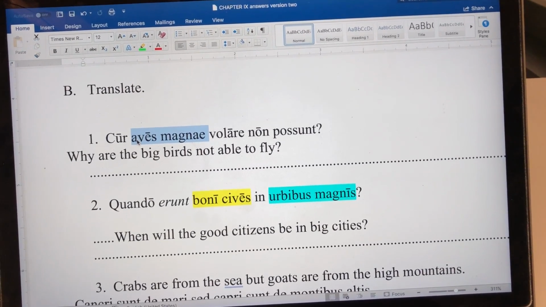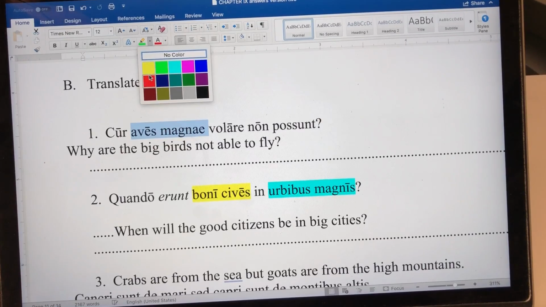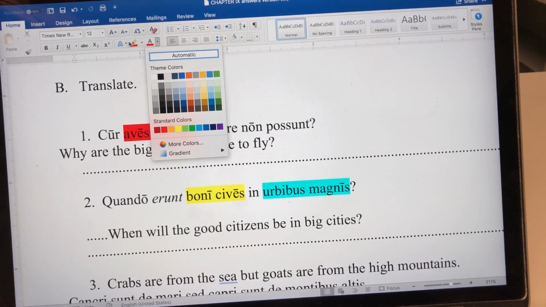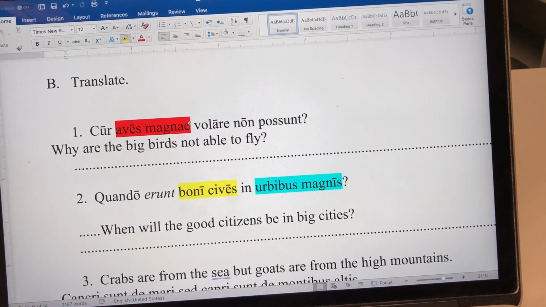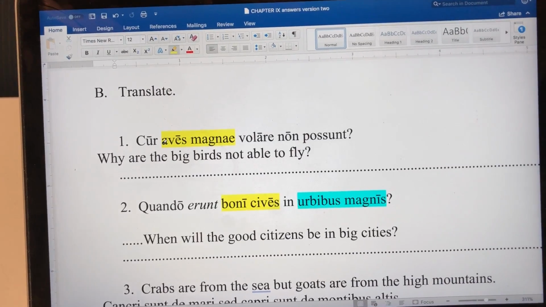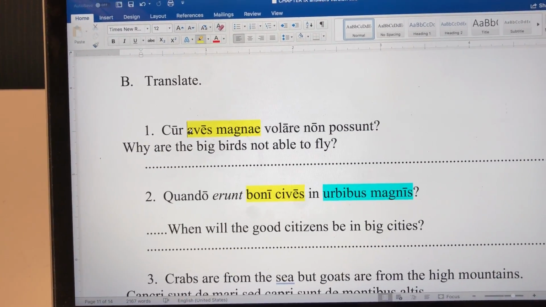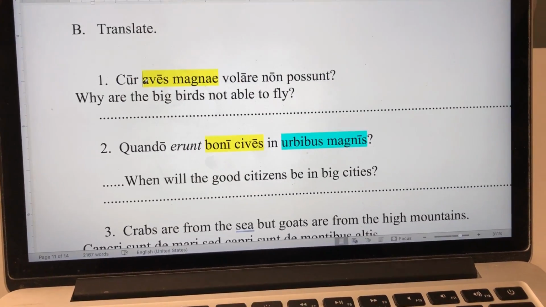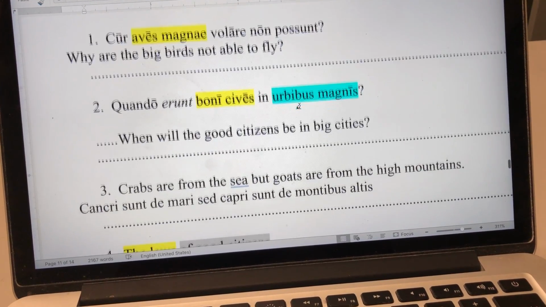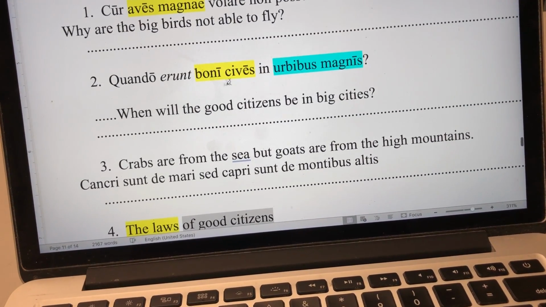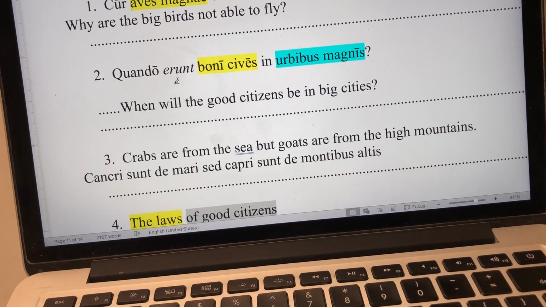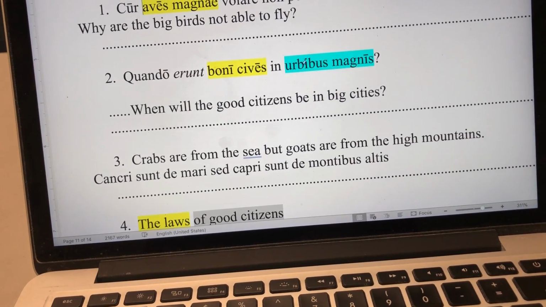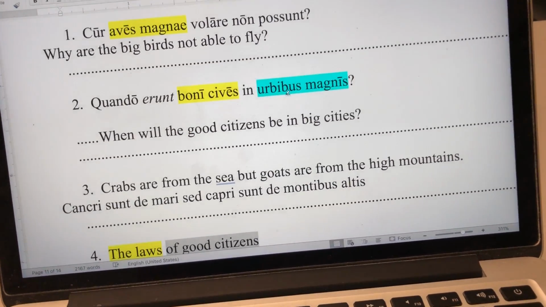sentence here. Now these are with the i-stems, although we had technically an i-stem on the other one. All right. Why are big birds not able to fly? Magni aves. Aves are feminine, which is why they're magni. Why are they not able to fly? And we have when will the good citizens be, there's erunt, when is quando, when will be the good citizens in the big cities? So when will the citizens be in the big cities?